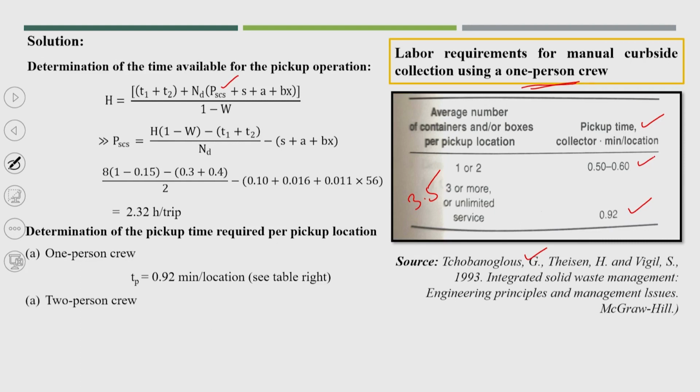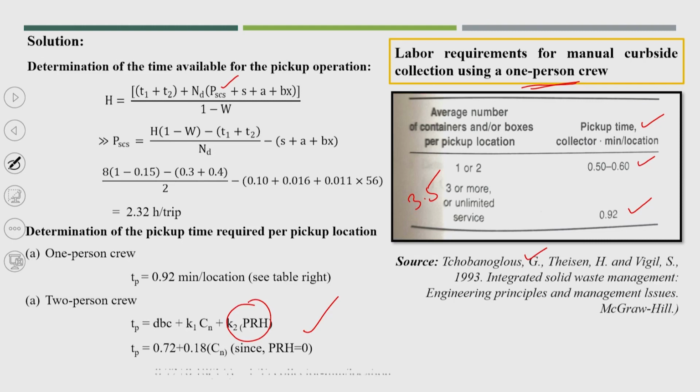Now, for the 2 person crew, we have this formula: dBc plus K1 into Cn plus K2 into PRH. Now we will put in the values. So, dBc is 0.72 plus 0.18 Cn. Here PRH is 0, as no rear house locations are given in the problem. So, we will take PRH as 0, and this entire term will be 0. From that we can calculate.